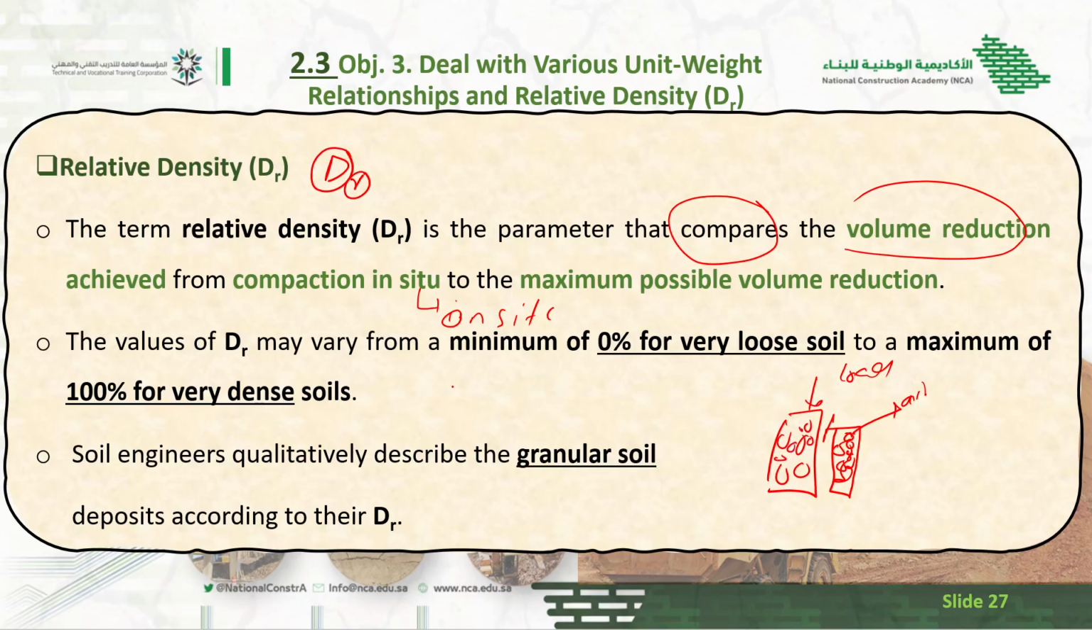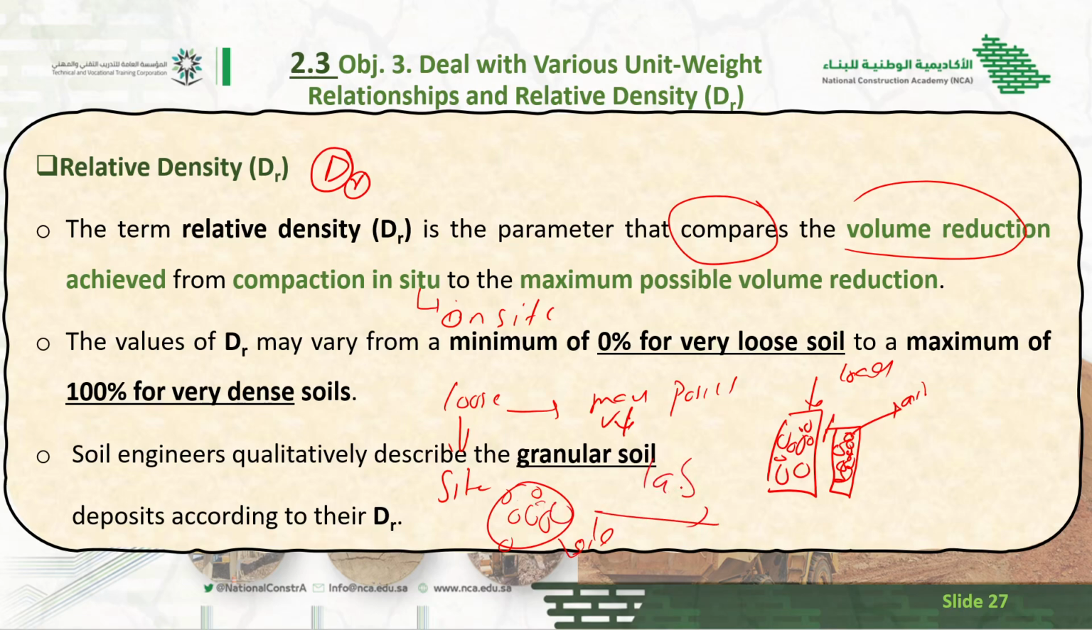So it is the parameter in which we compare the loose material, which we take from the site in loose form, to the maximum possible volume reduction. This is a soil sample. I took it from the site. It is in loose form because you can see there are large gaps between the particles. So I moved it to the lab and compacted it by some means of compaction.